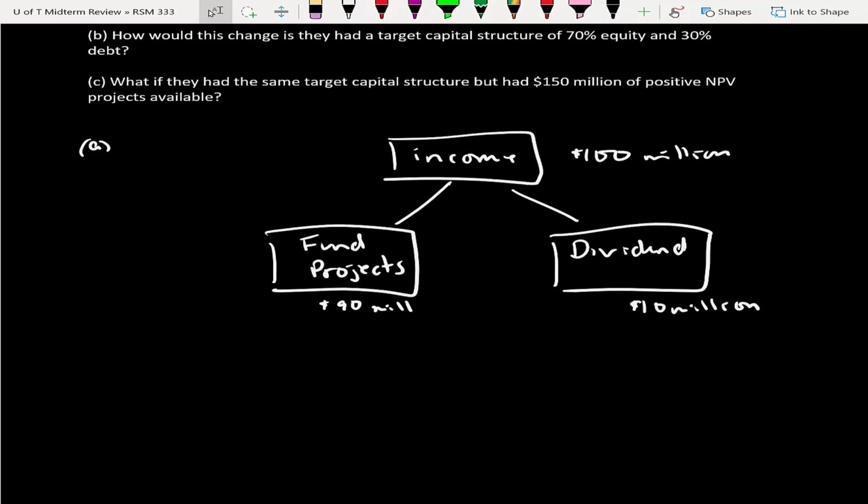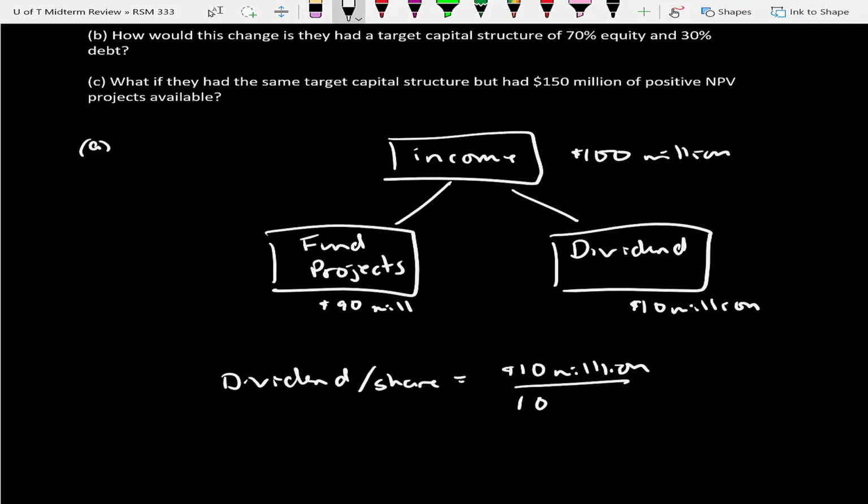So if we're going to calculate a dividend per share, it's going to be $10 million divided by the number of shares outstanding, which was also 10 million shares. Okay, so this company will pay $1 per share dividend as a residual dividend if they follow that policy.